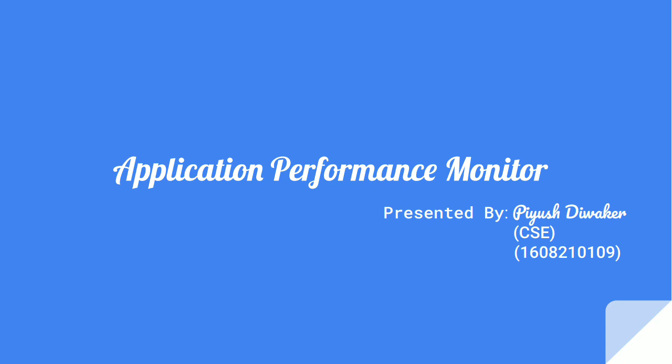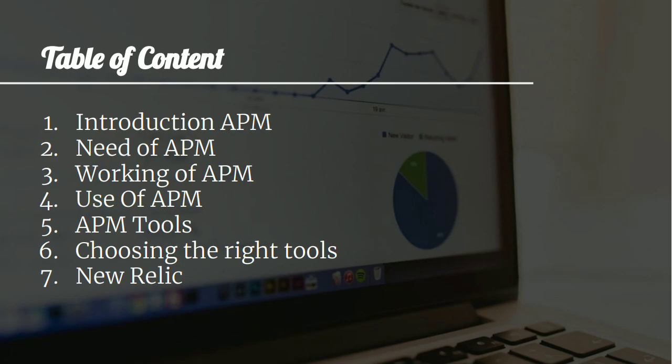So what we will discuss in this session, have a look at the table of contents. First of all, we discuss what is APM, then why we need APM, then understand the working of APM and use of APM, then which kind of tools are present in the market, then choosing the right tool that actually helps in your business, then discuss the New Relic APM tool.